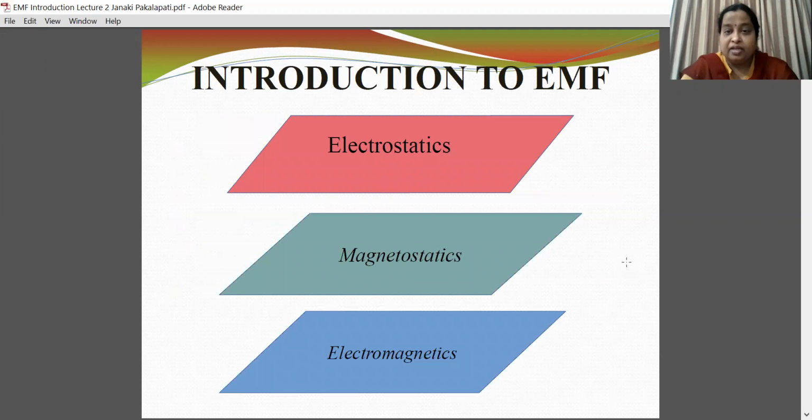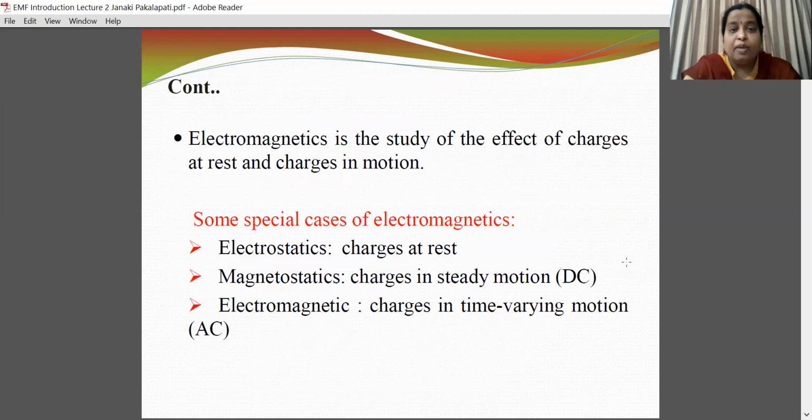Coming to the introduction to EMF, before going into the subject, we should know that EMF is split into 3 parts: electrostatics, magnetostatics, and electromagnetics. Electromagnetics is the study of the effect of charges at rest and charges in motion. So the special cases of electromagnetics are basically divided into 3 parts: electrostatics, magnetostatics, and electromagnetics.